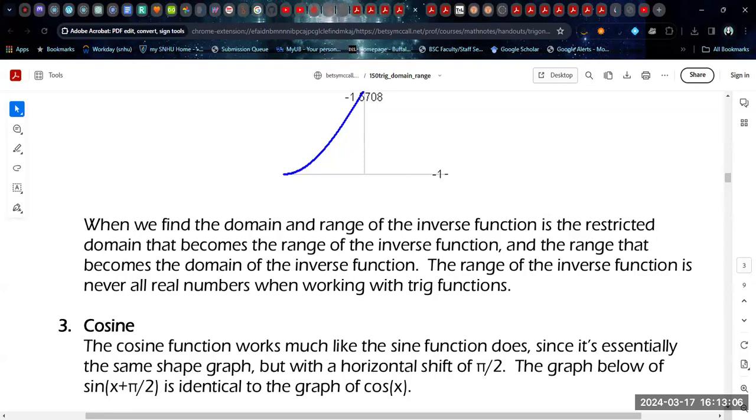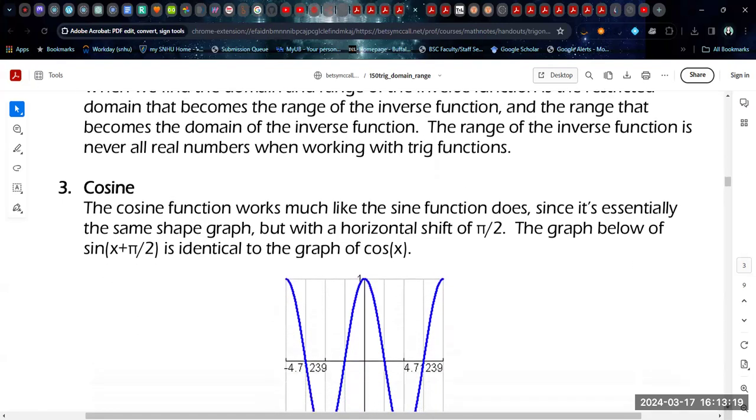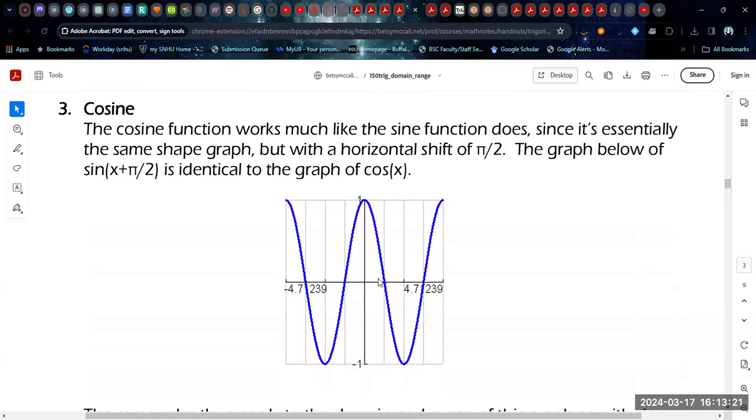And then again, similarly, we would do transformations on the domain of the inverse sine function in the similar way that we would do transformations on the range of the original sine function. So for the cosine function, this is going to work very much like the sine function, except there is a shift of pi over 2.